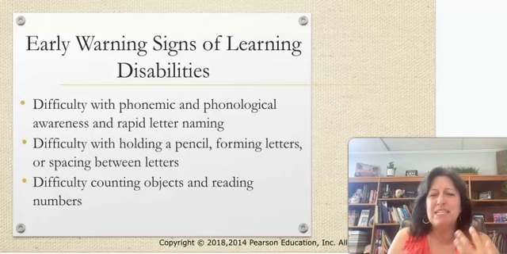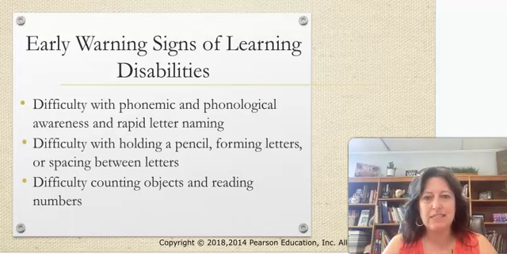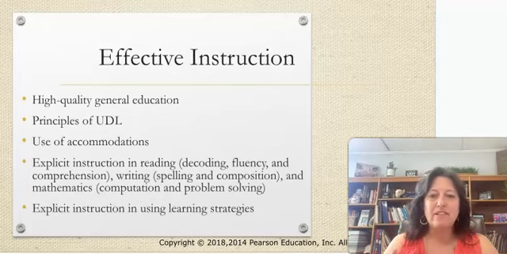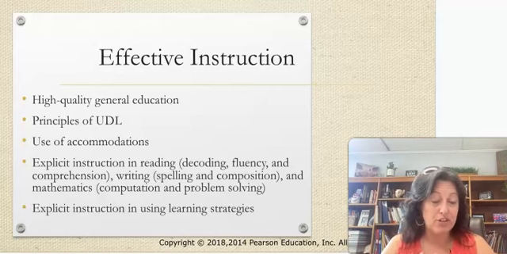So what would be some early warning signs of a possible learning disability? Well, difficulty with phonemic and phonological awareness and rapid letter naming, difficulty holding a pencil, forming letters, or spacing evenly between the letters, difficulty counting objects, reading numbers. But effective instruction is going to help a lot of these students. So high quality general ed instruction in your room, those principles of UDL, use of accommodations, explicit reading instruction, and explicit instruction in different learning strategies.